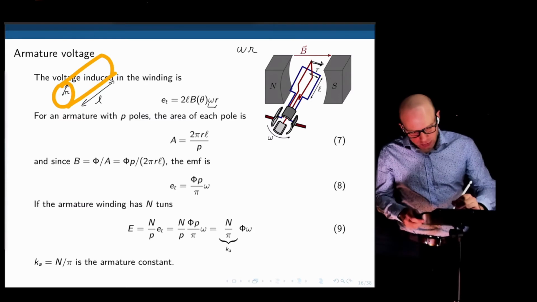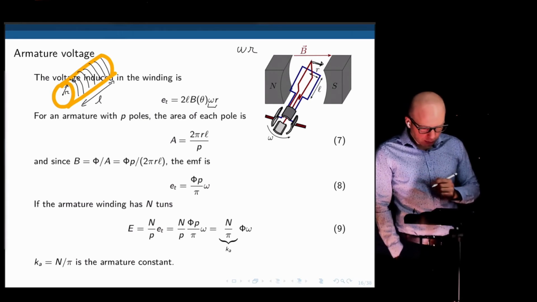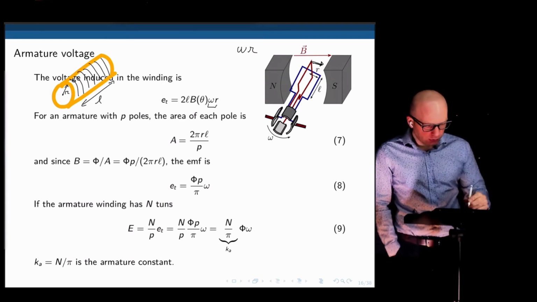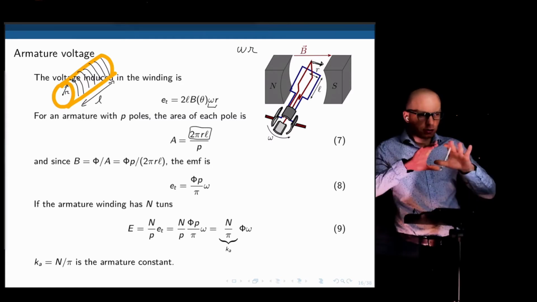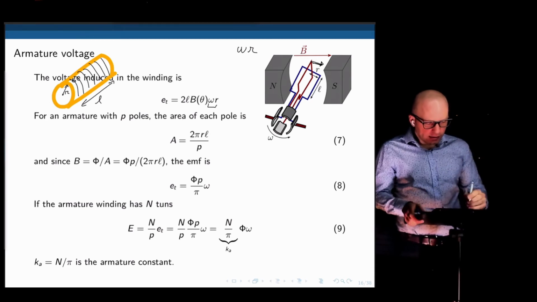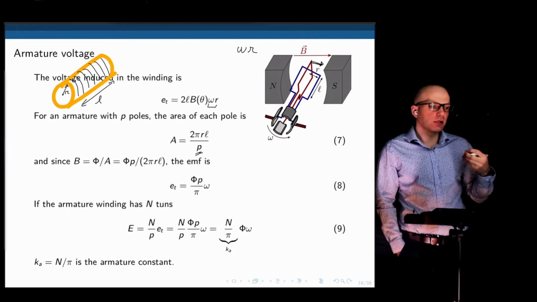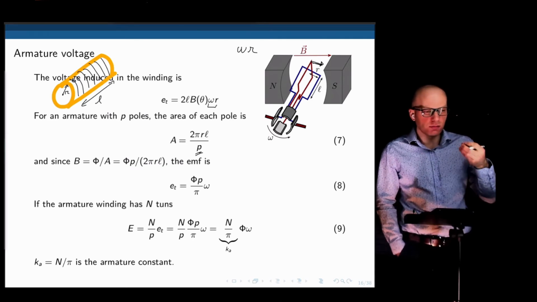What is the area? Well, the area is this entire surface that passes through the magnetic poles. If we have P poles, the area is simply 2 pi times L times R. That is the entire area of that cylinder. If you divide that by the number of poles, that gives us the area of one pole, the area exposed to the magnetic field for one specific pole.